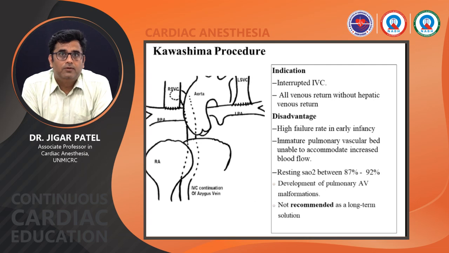So by doing bidirectional Glenn in this patient, there is high chance of failure because the pulmonary vasculature is not mature enough to accommodate such an increase in blood flow, and you will receive resting saturation around 87 to 92%, and there is high chance of development of pulmonary AV malformation, and it is not recommended as a long-term solution.